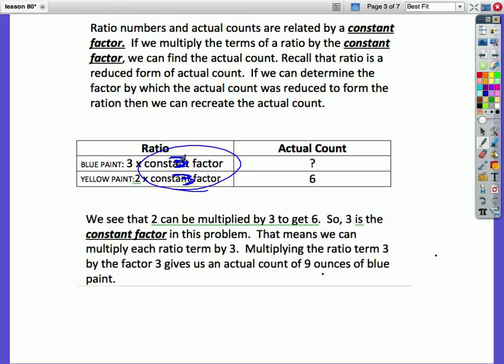So then we multiply the ratio term 3 by the factor 3 and that gives us the actual count of 9 ounces of blue paint. So we put 9 in here. And for my answer, remember I need a label: 9 ounces. Okay?